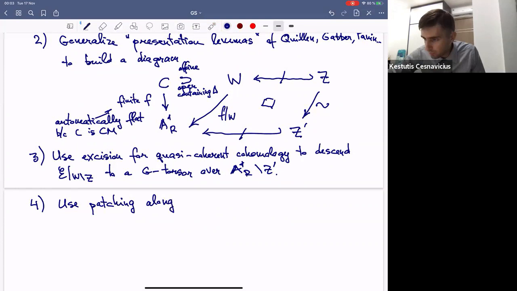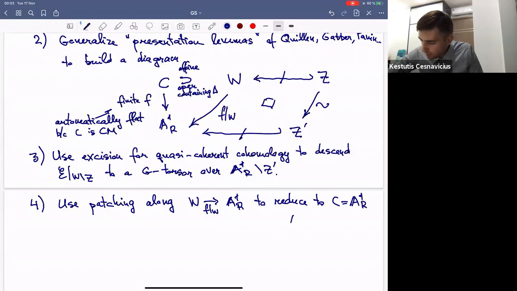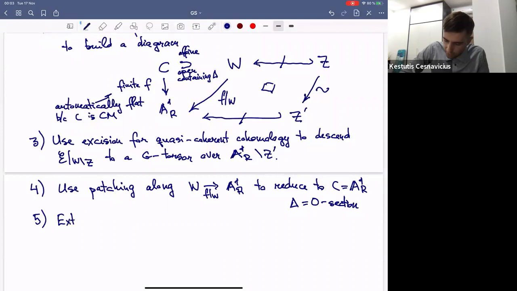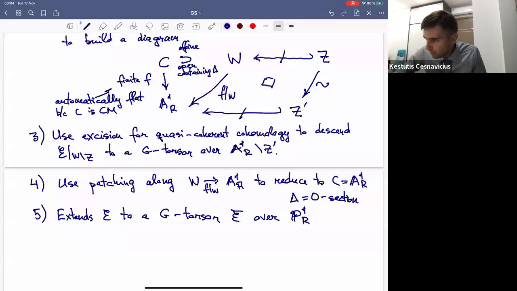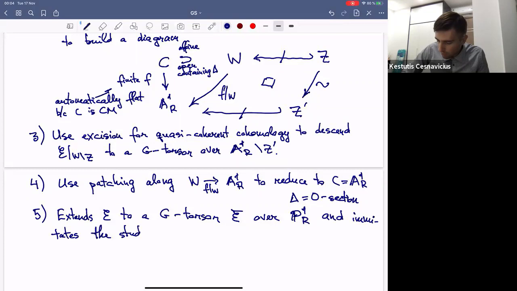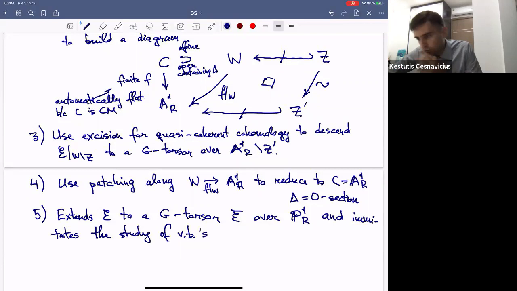So one can use patching along this flat map F restricted to W, mapping to A1, to reduce to the case when our curve C is just the affine line, and by changing the coordinate, delta is just the zero section. And then, these are things that have been considered extensively in the literature: torsors under the affine line. One extends E to a G-torsor, E bar, over the projective line. It depends on how one extends. One extends carefully and one imitates the study of vector bundles over the projective line. Anyway, okay, so vector bundles on P1.